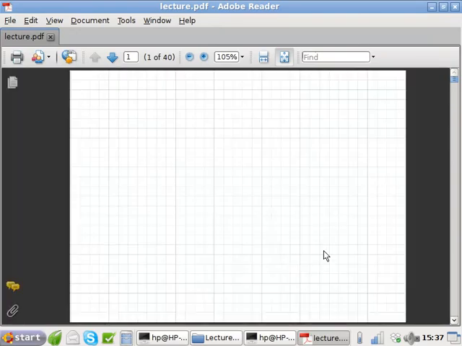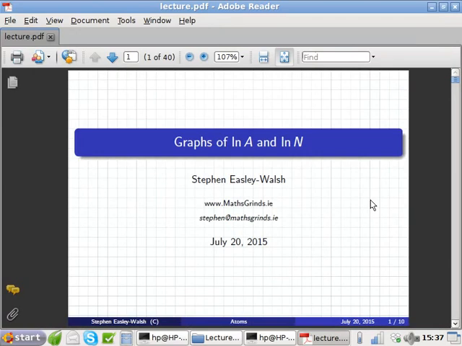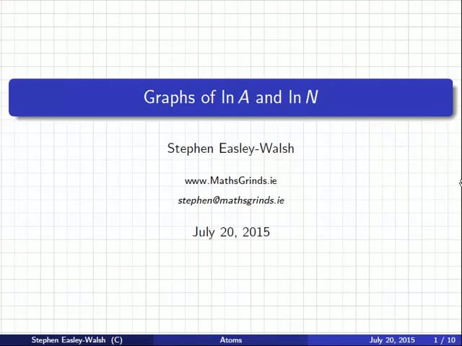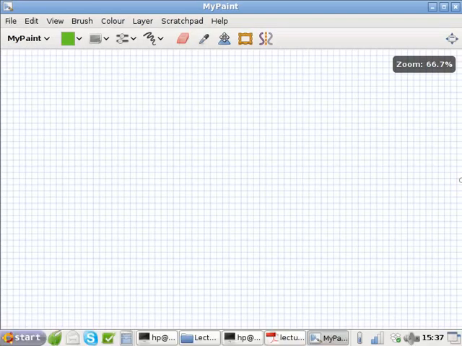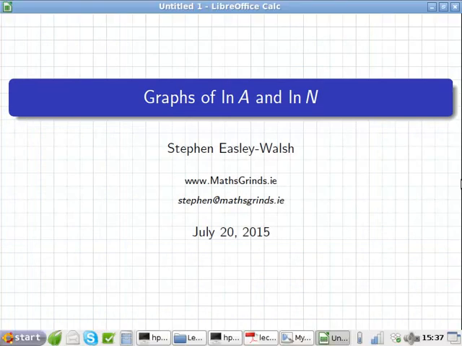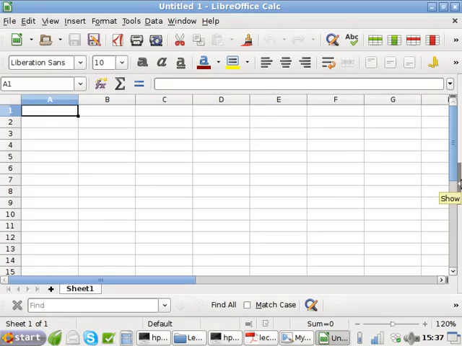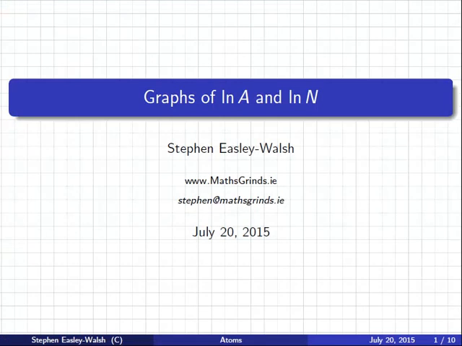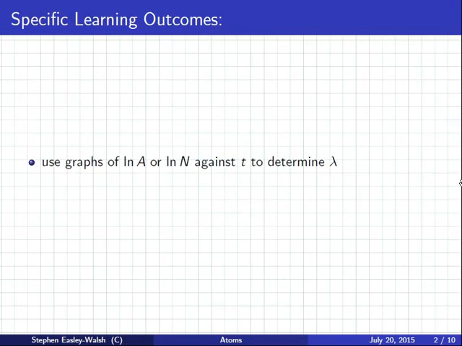Right, so if you can write this down. Graphs of log A and log N. Okay, got that? Graphs of log A and log N.